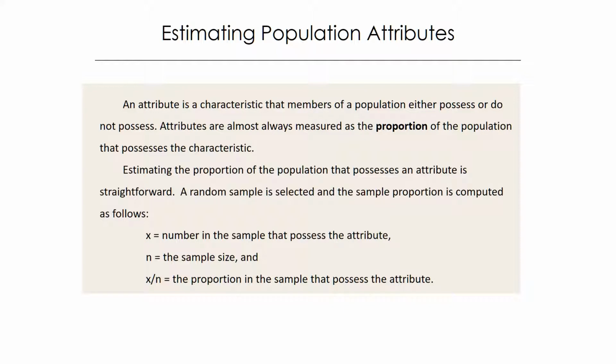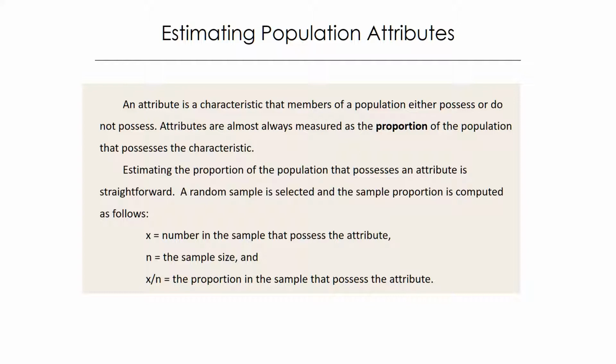Why we need a confidence interval for a population proportion is all about estimating population attributes. An attribute is a characteristic that members of a population either possess or do not possess. Attributes are almost always measured as the proportion of the population that possesses the characteristic. Estimating the proportion of the population that possesses an attribute is straightforward. A random sample is selected and the sample proportion is computed as follows.